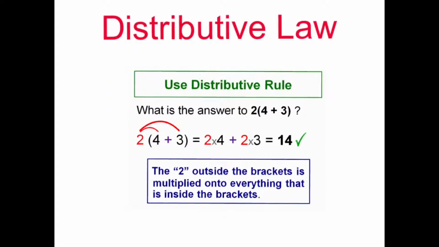Distributive law. This is the first rule we need to know before we move on. The distributive law is when we take anything that's outside of the bracket and you times it into the bracket. In this case, 2 is outside the bracket and we times it by 4 and times it by 3. Then we get 2 times 4 plus 2 times 3, which will give us 14 in the end. So we take the 2, which is outside the bracket, and multiply it into everything that is inside the bracket.